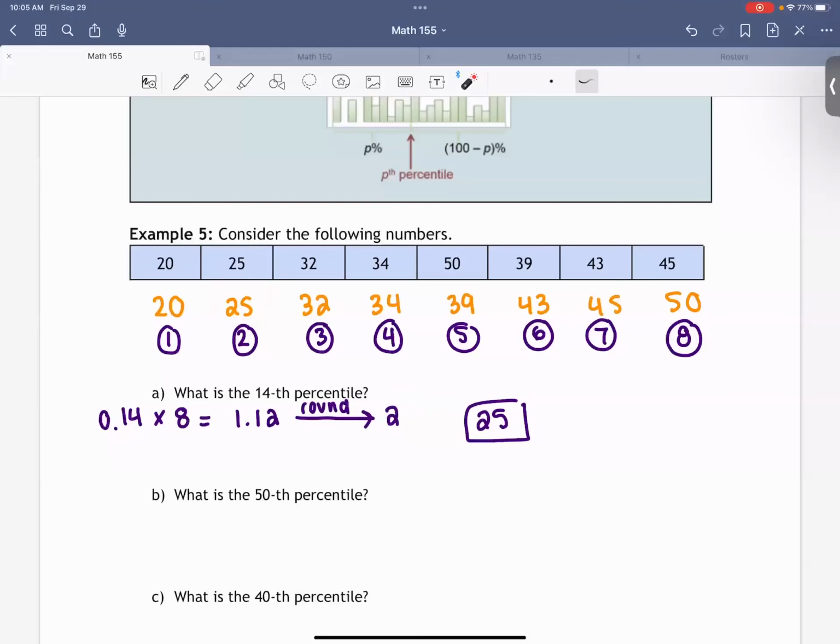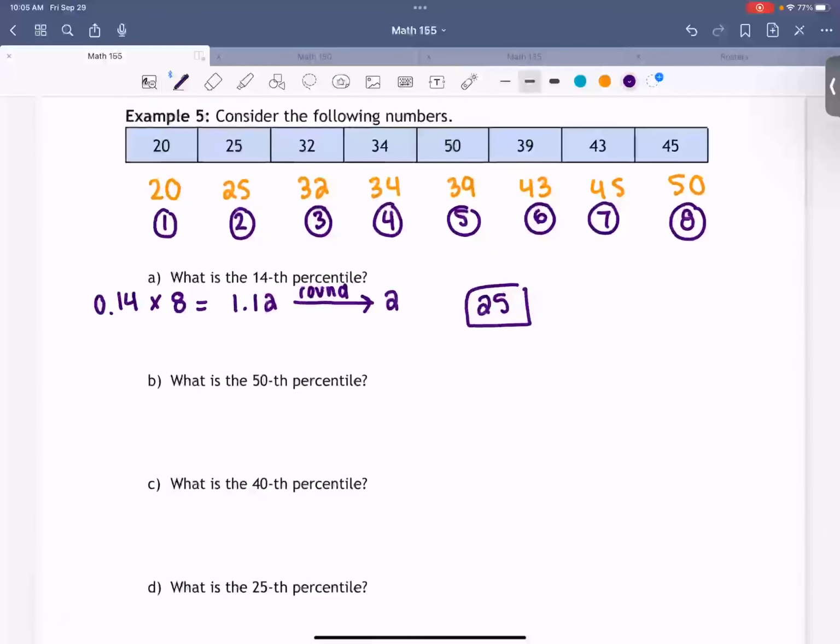Okay, let's do the 50th percentile. Now, I could go ahead and do the percentile way just like we normally do, but what's another name for the 50th percentile?